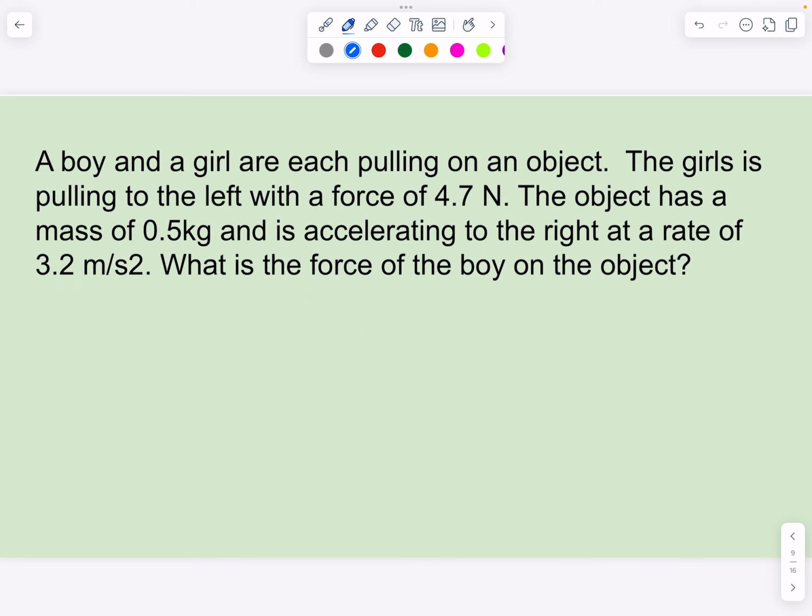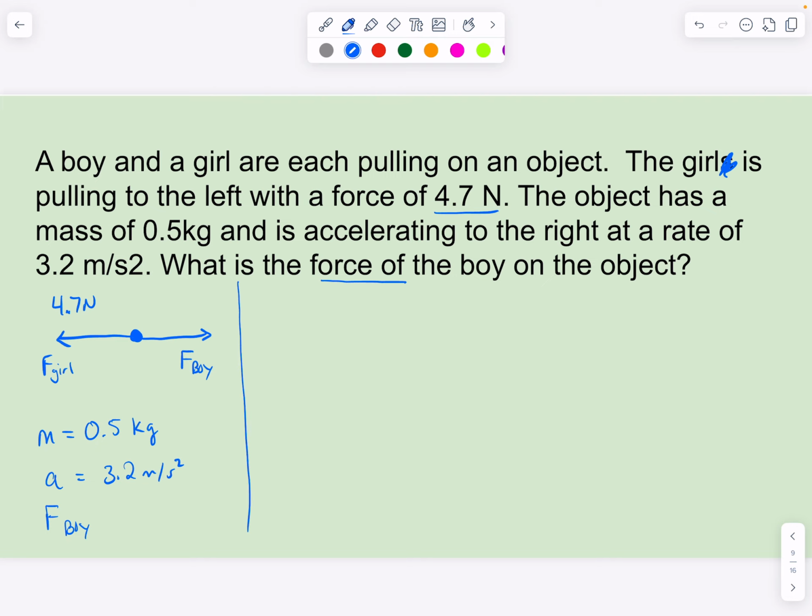Okay, so now let's take a look here. We have a boy and a girl, each pulling an object. The girl is pulling to the left with a force of 4.7 newtons. So here's our object. I can call this my force of the girl, which means the boy is pulling to the right. I'll put here the force of the boy. The object has a mass of 0.5 kilograms and is accelerating to the right at a rate of 3.2 meters per second squared. What is the force of the boy on the object? So what we don't know is the force of the boy.